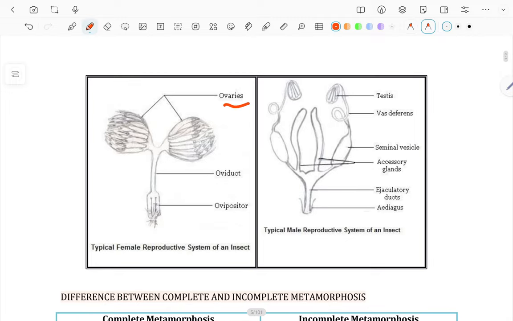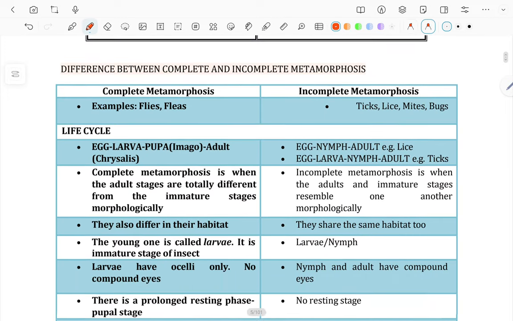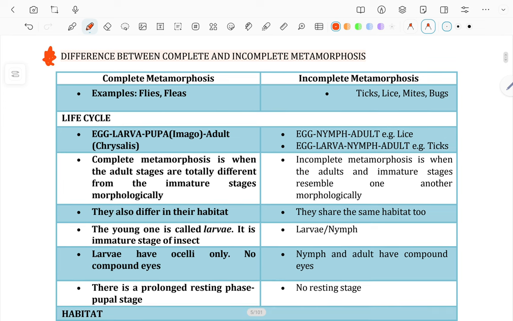Ovary, oviduct, ovipositor: typical female reproductive system of an insect. Typical male reproductive system of an insect includes testis, vas deferens, seminal vesicle, accessory gland, ejaculatory duct. Difference between complete and incomplete metamorphosis.